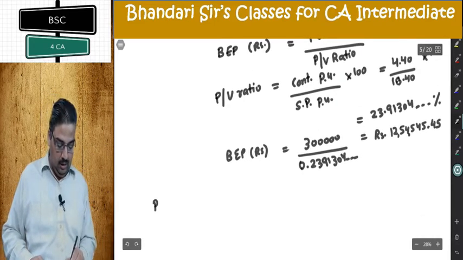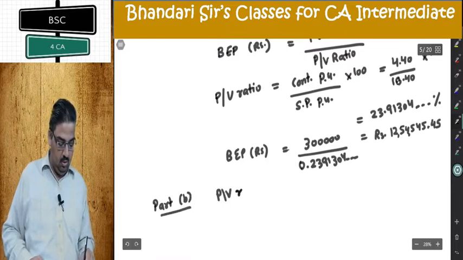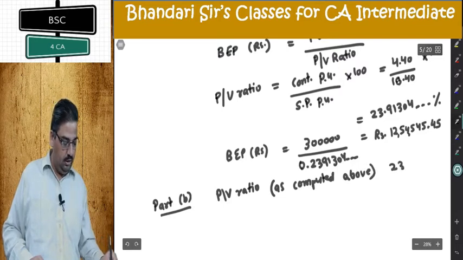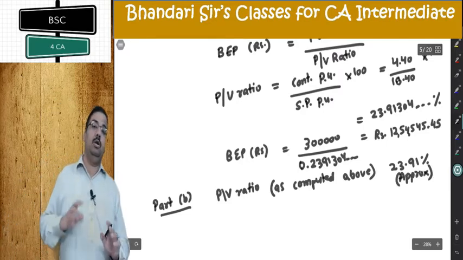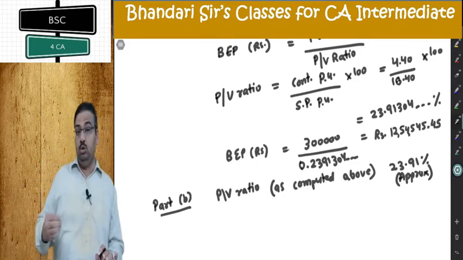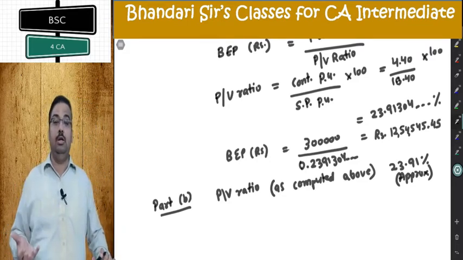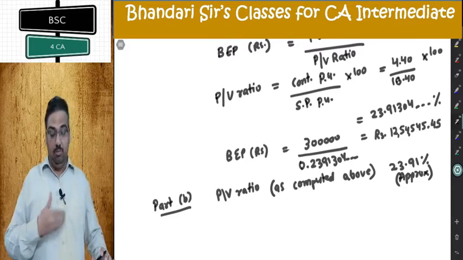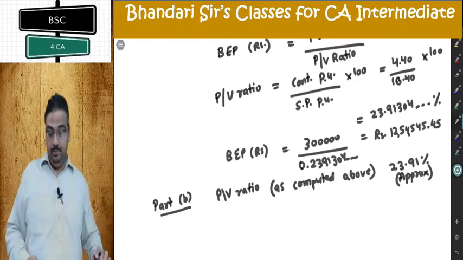Part B already performed. Part B, PV ratio as computed above, 23.91% approximately. While writing the answer, I can write approximate. But when I have to use the figure in further calculation, it is advisable not to approximate and keep it till the end. That is what we did in break-even point in rupees.